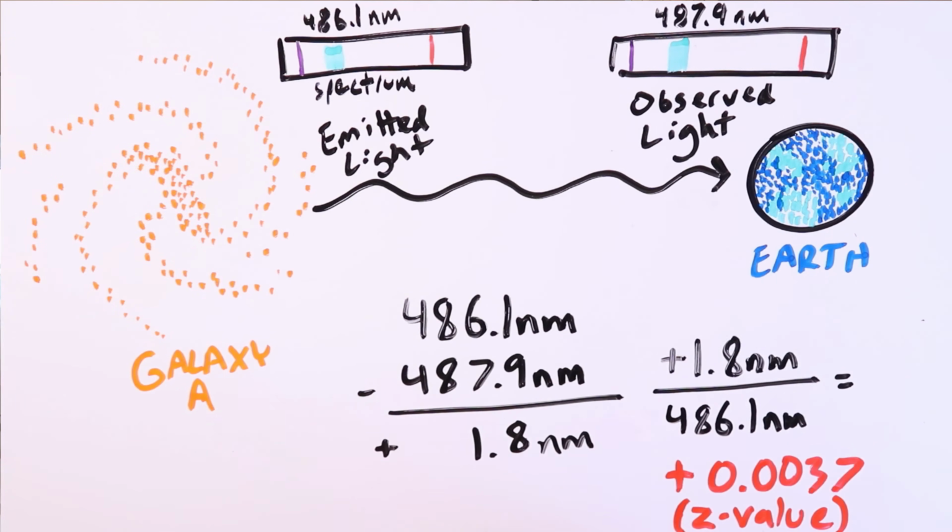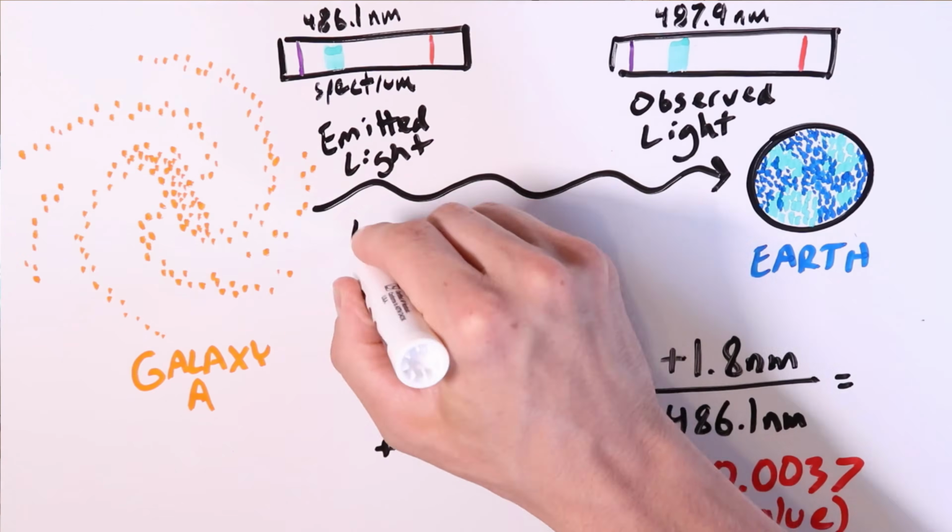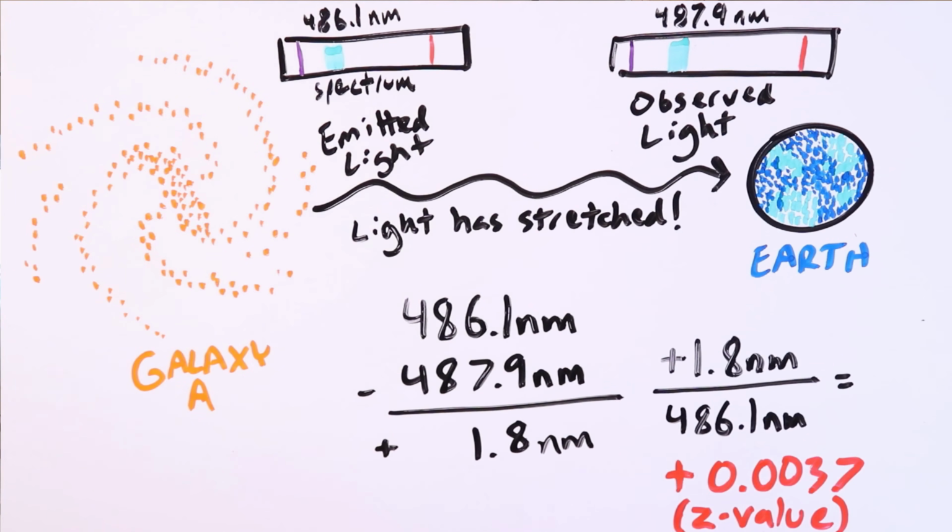Since the z-value for Galaxy A is positive, it means that the galaxy is moving away from us and so has a redshift. Between being emitted by that galaxy and traveling through space and reaching us, that light has been stretched out.